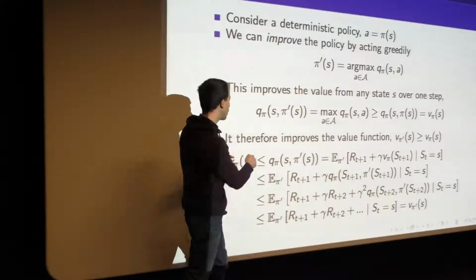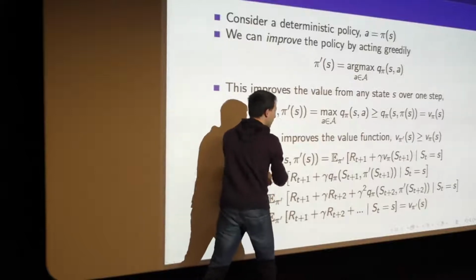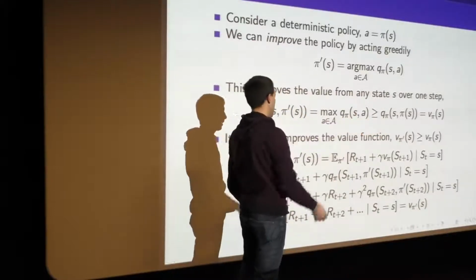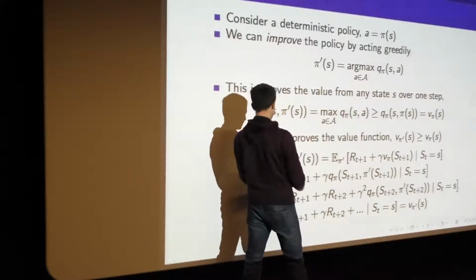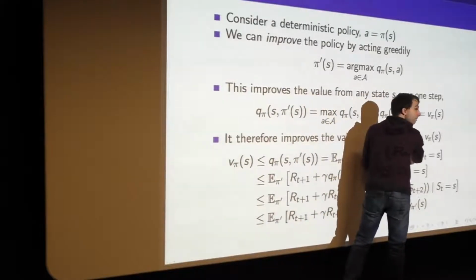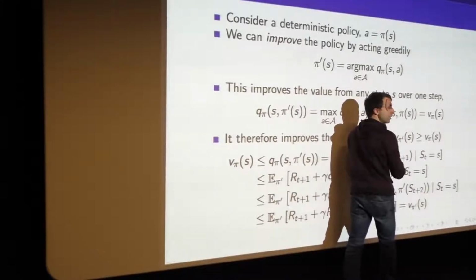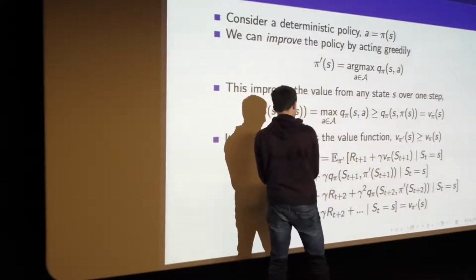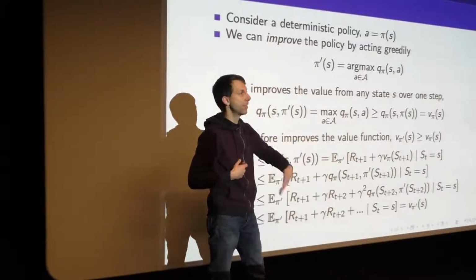And all we're going to do is unroll this inequality multiple times to show, first of all, that it's better for one step, then that it's better for two steps, then for three steps, and then eventually that it's better for the whole trajectory. Specifically, we unpick q in terms of the Bellman equation: the definition of q is the reward plus the discounted value at the next state. Then we apply the same inequality to v pi at the next state, and that tells us we get at least as much value for one step, and then for two steps, and so forth.